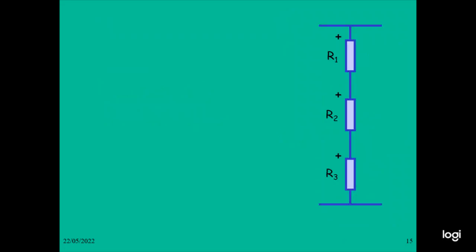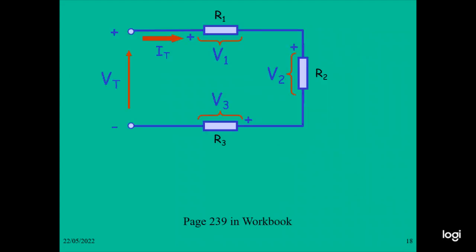So this is our R1, R2, R3 connected in series, with the points A, B, C and D located. From A to B, the voltage is VAB. From B to C, voltage is VBC. Between C and D, voltage equal to VCD. And also A to C, voltage equal to VAC. A to D, voltage equal to VAD. So this is how we call it.